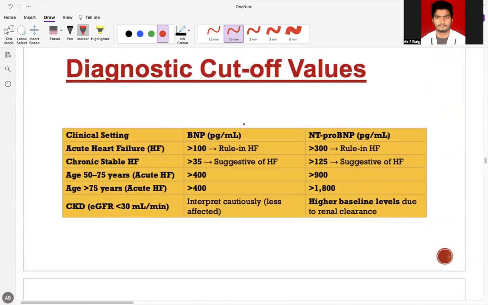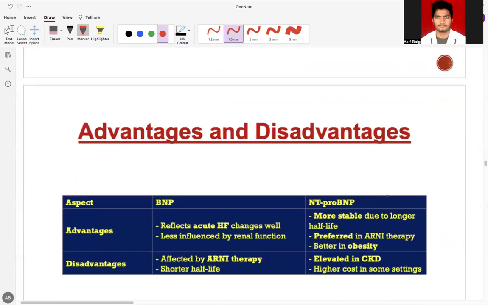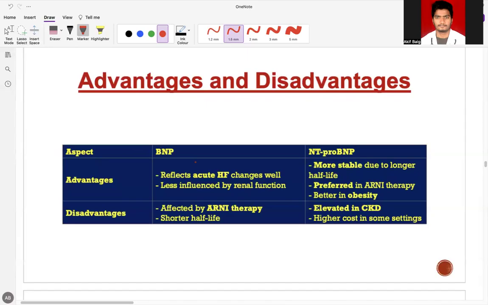So this shows the diagnostic cutoff values. For acute heart failure, more than 100 of BNP, more than 300 of NT-proBNP. For CKD with eGFR less than 30, you should not use BNP, you should only use NT-proBNP, but a higher baseline level is kept. So let's come to the advantages and disadvantages of each one.